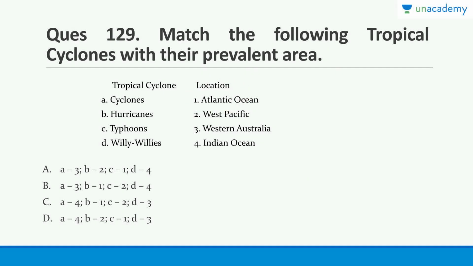Question number 129. Match the following tropical cyclones with their prevalent areas. So cyclones are in the Indian Ocean. Hurricanes are basically in the Atlantic Ocean. Typhoons are in the West Pacific. Willy-willies are typically in Western Australia. The answer is C, A4, B1, C2, D3.